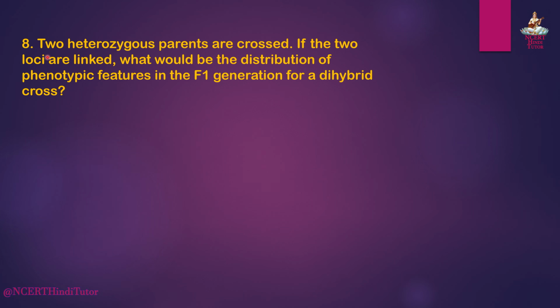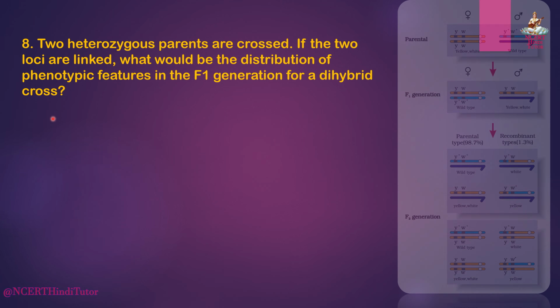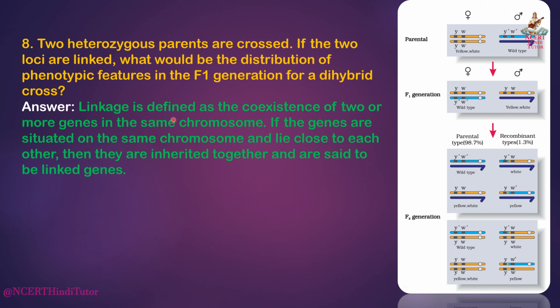Question 8. Two heterozygous parents are crossed. If the two loci are linked, what would be the distribution of phenotypic features in the F1 generation for a dihybrid cross? Answer. Linkage is defined as the coexistence of two or more genes in the same chromosome. If the genes are situated on the same chromosome and lie close to each other, then they are inherited together and are said to be linked genes.